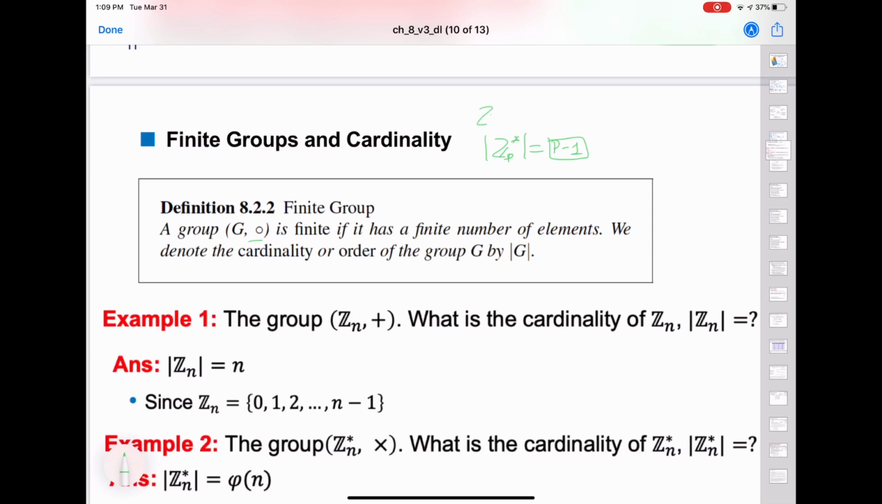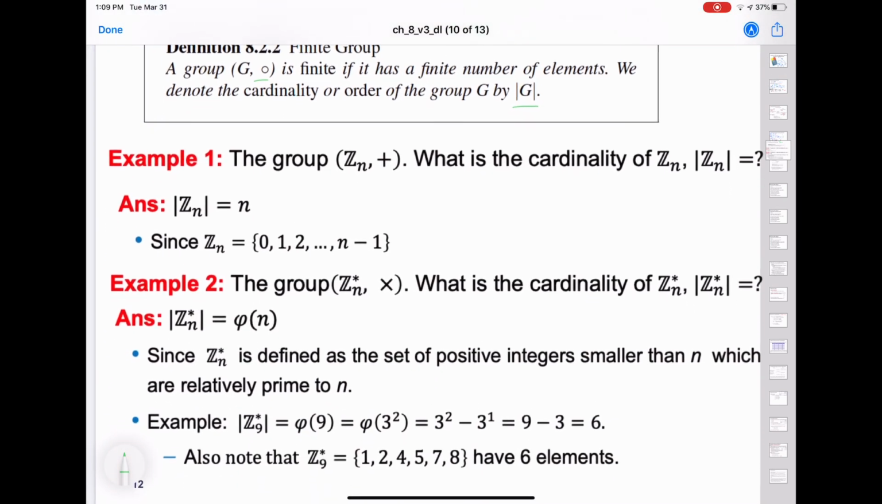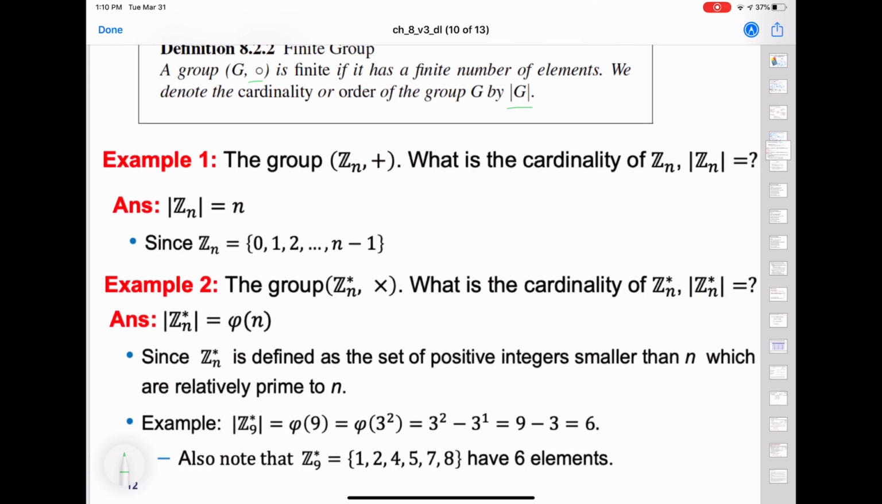How many elements does Zp contain? Zp contains p elements, because you are including 0 over there. We denote the cardinality or order of the group by this notation. If I put absolute value bars in here, it doesn't mean absolute value, it means the cardinality of the group. So for the group Zn under addition, what is the cardinality of Zn? We just answered it. It contains from 0 till n minus 1, so that's why we have n elements.